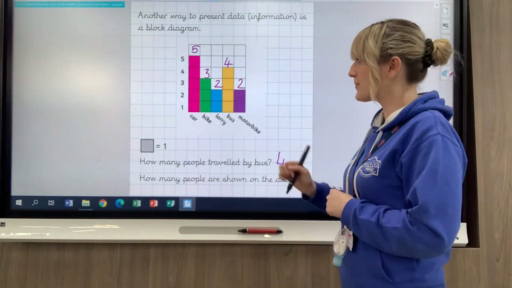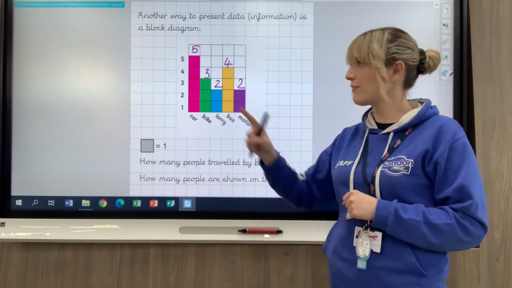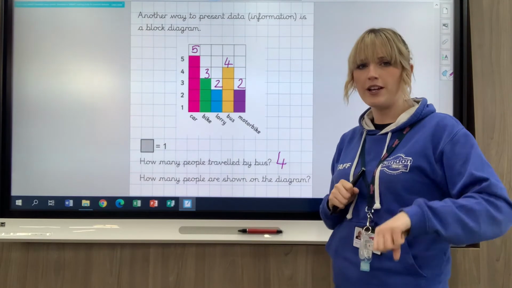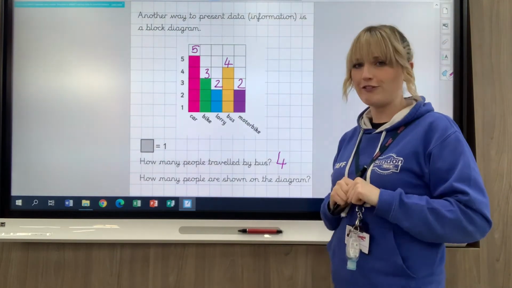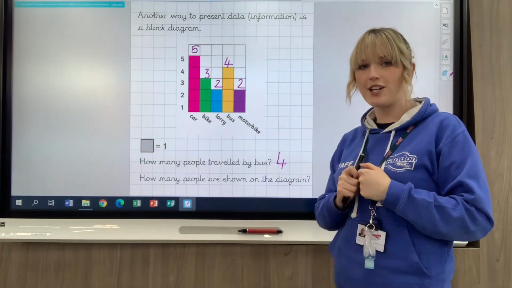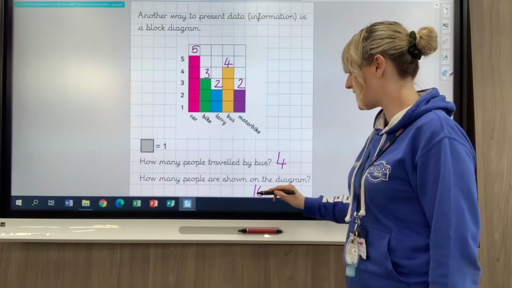So what we can do is we can add up all of these numbers. So 5 add 3, so 5, 6, 7, 8, add 2, 9, 10, add 4, 11, 12, 13, 14, add 2, 15, 16. So it would be 16.